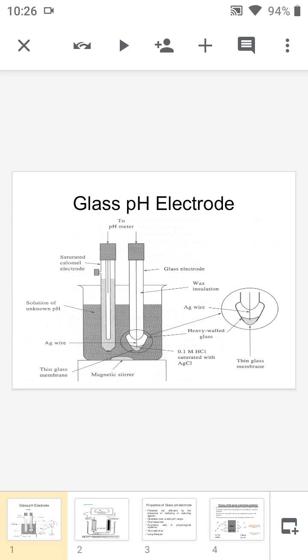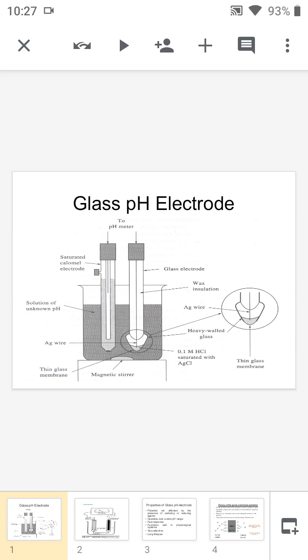Good morning, everybody. Today we are discussing the next topic of the instrumentation electroanalytical method, that is the glass electrode, which is used for measuring the pH of the analyte solution. As we discussed earlier, the glass electrode system consists of two electrodes. The first one is the glass electrode, and the second one is a reference electrode. We can use a calomel electrode as a reference electrode, and these two electrodes are dipped in an analyte solution whose pH has to be determined.